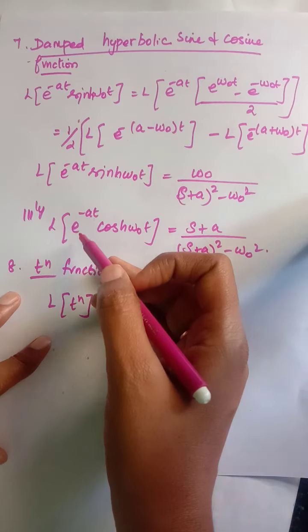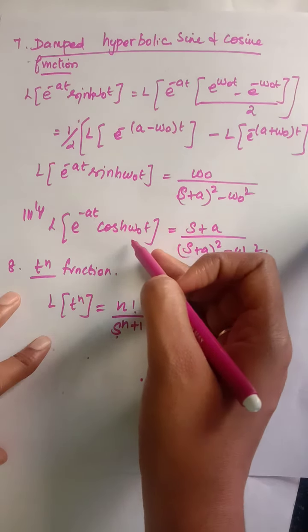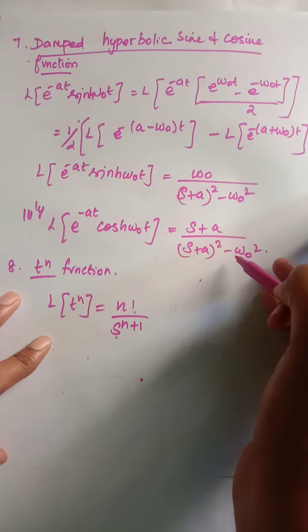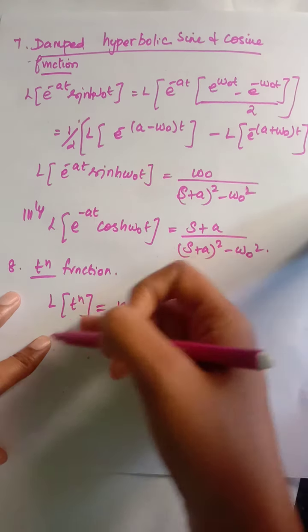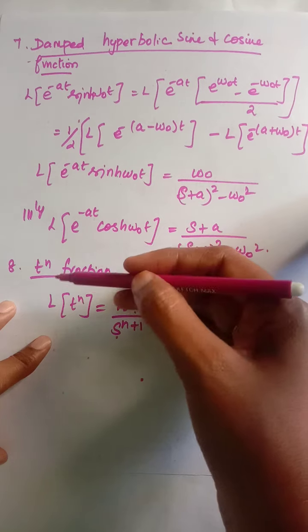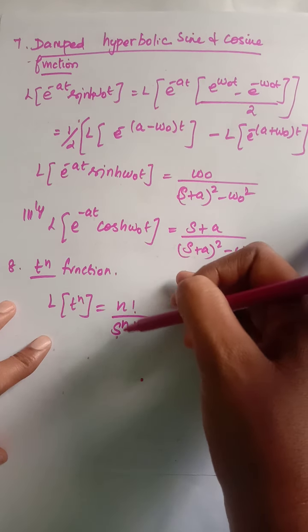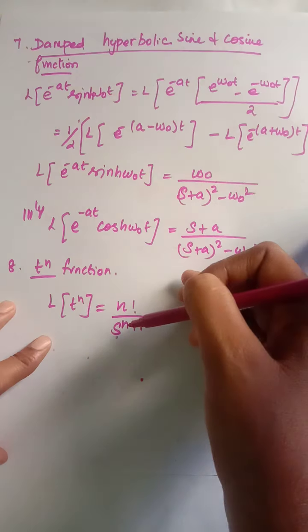Similarly, the Laplace transform of e power minus at cosh omega naught t is equal to (s plus a) by (s plus a) the whole square minus omega naught square. And another function you have to know is the Laplace transform of t power n, which is n factorial by s power n plus 1.